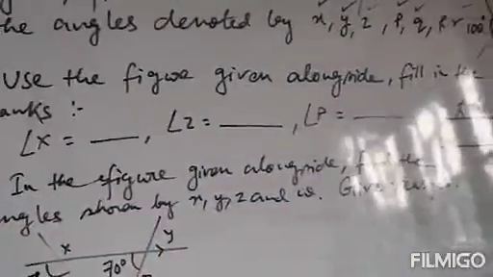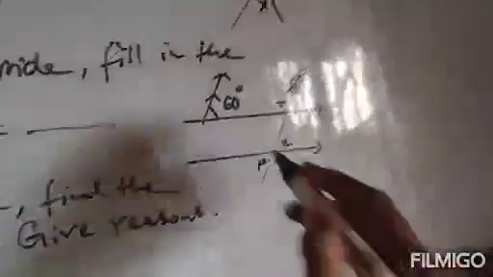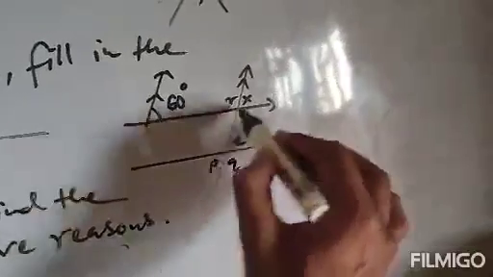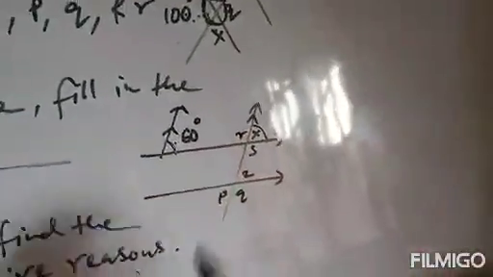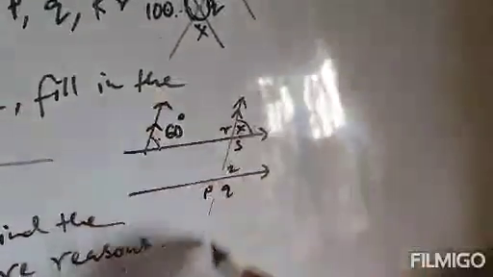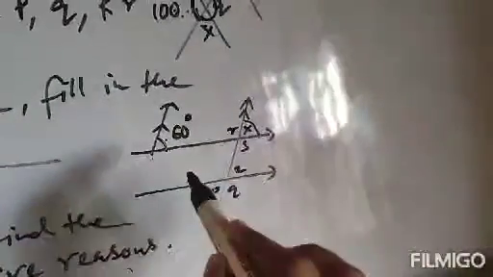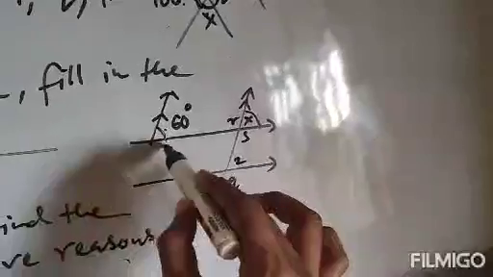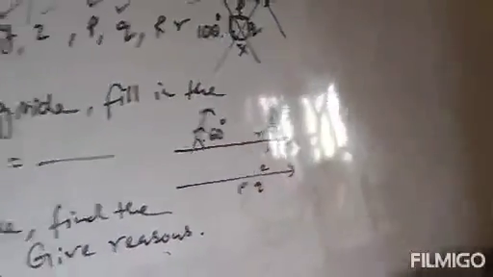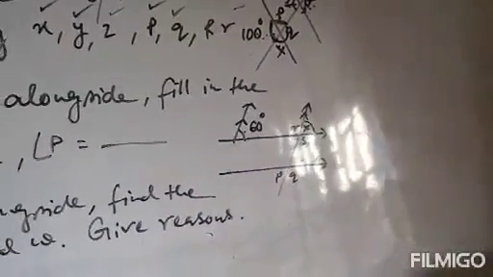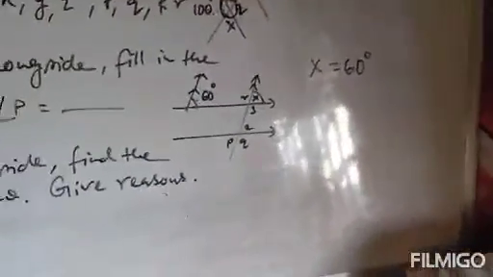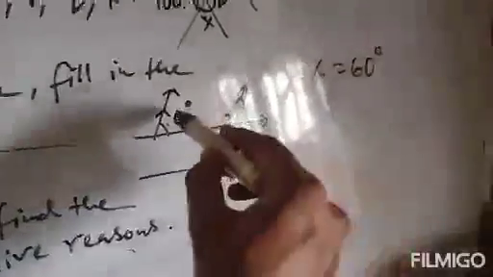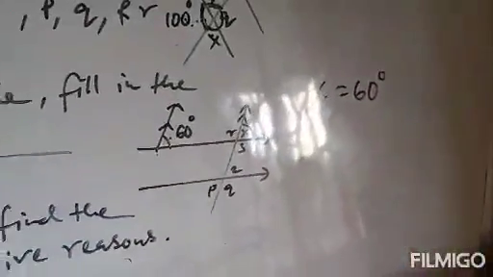First, angle x, angle z, and angle p. So see, if this is 60 degree, angle x will also be 60 degree, because these two angles are corresponding angles. This is the parallel line, this is the transversal. Clear? This is also a transversal. So just write angle x is 60 degree, because corresponding angles are equal.